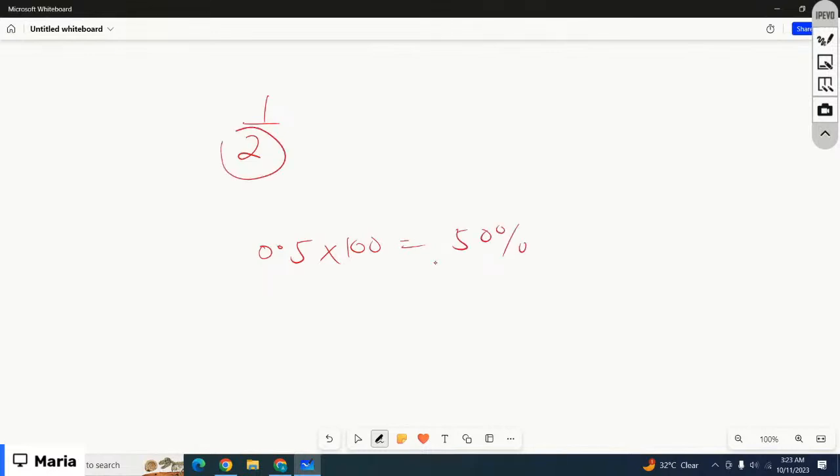The other way is to make the denominator equal to 100. 50 times 2 is 100, right? You need to multiply both numerator and denominator by 50. That would be 50 over 100, which equals 50%. Got it? You can use any method that would be easy for you. So that is 50%.